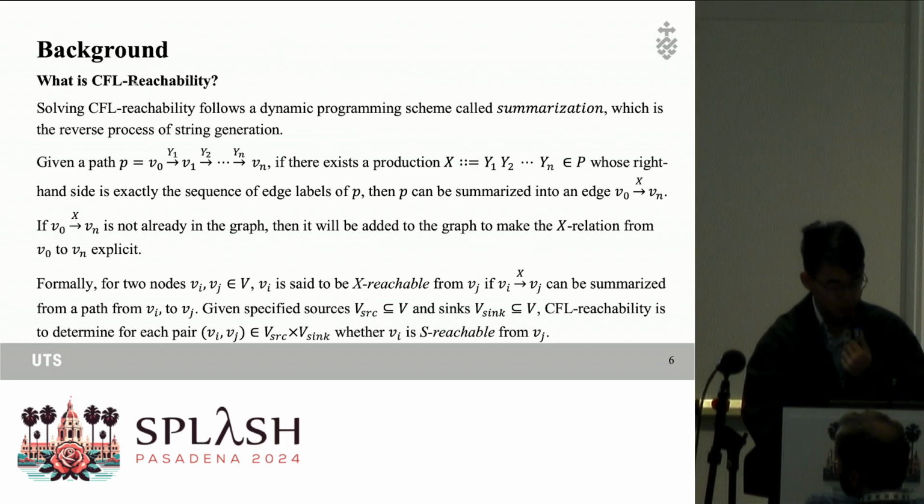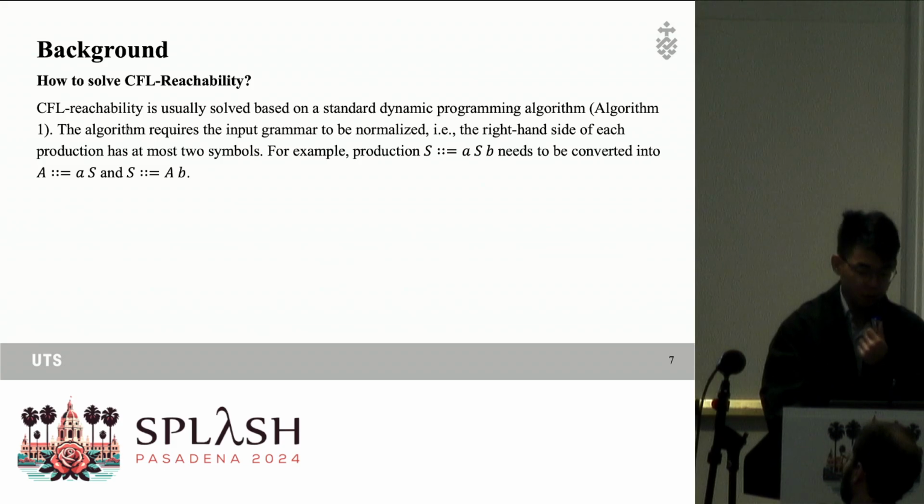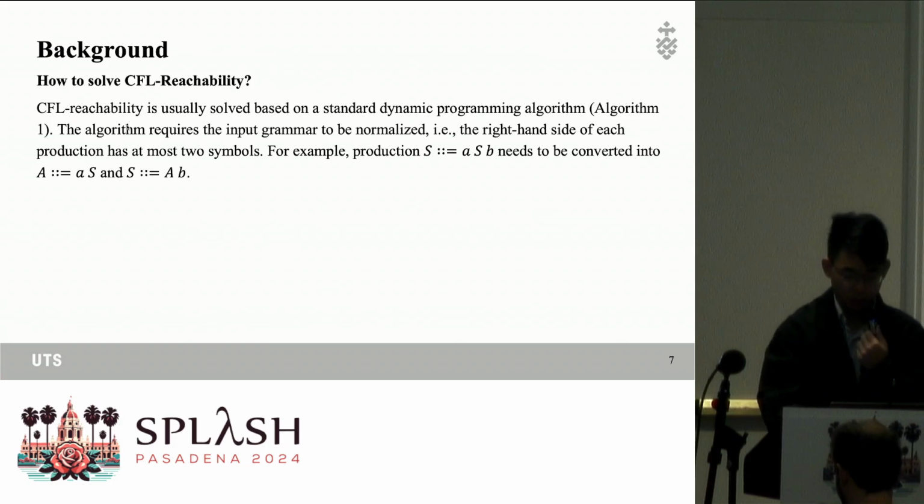Given specific sources and sinks, CFL reachability is to determine for each pair whether vj is S reachable from vi. So how exactly do we solve this? It is usually solved by a standard dynamic programming algorithm, which is detailed in the paper. This algorithm requires the input grammar to be normalized, so the right-hand side of each production has at most two symbols. For example, the production A equals A B needs to be converted into S equals A S' and S' equals capital A and B.